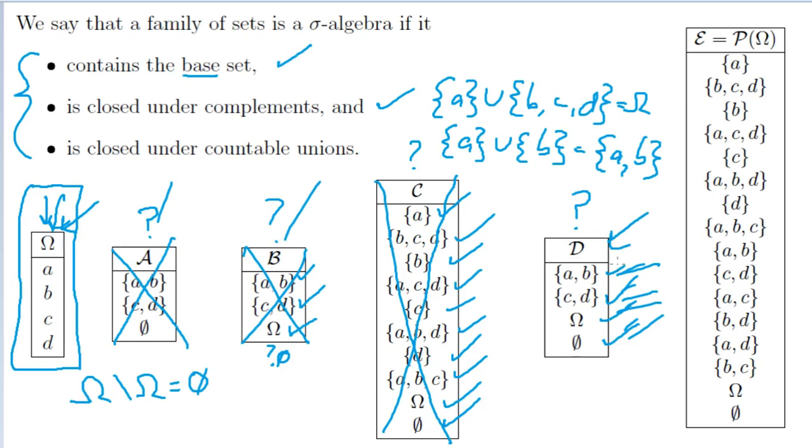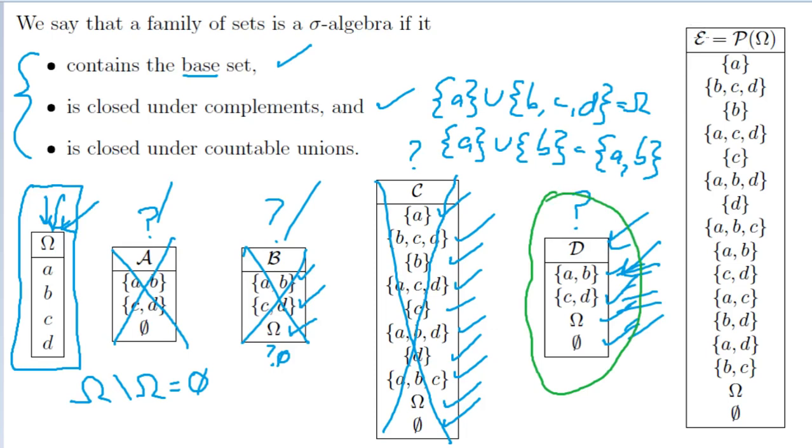Okay, so not only finite unions but also countable unions. But here, since we're only dealing with finite sets, that's not going to be a concern of ours. Okay, now we have indeed found a sigma algebra. What about this one here?